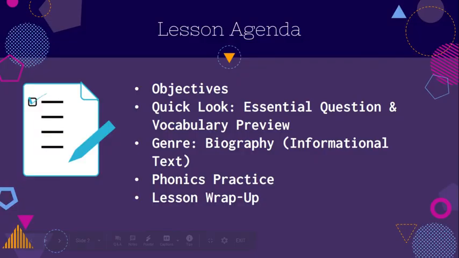Today's lesson is going to look like this. First, we will review our objectives. Then we'll take a quick look at the essential question and preview our new vocabulary words. Then we'll talk about the genre for this week's stories and have some phonics practice. Then we'll wrap up our lesson at the very end with a little review and some practice.